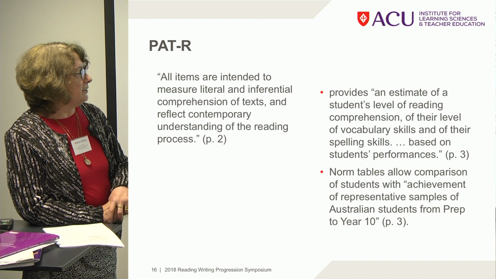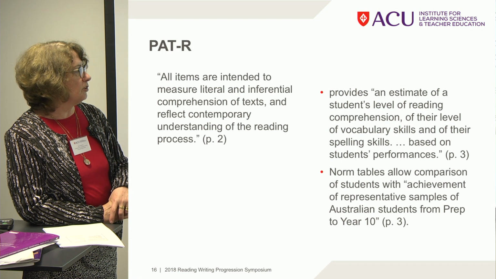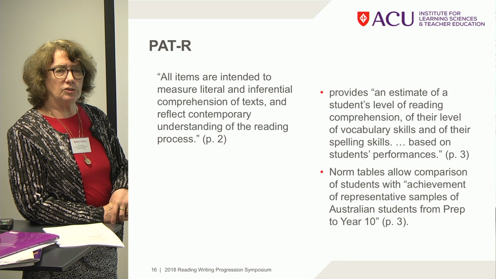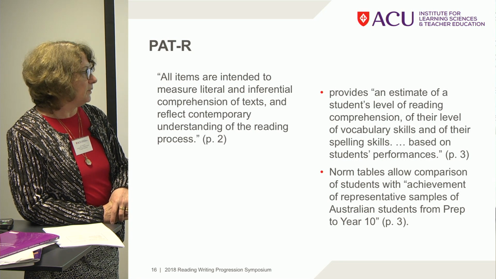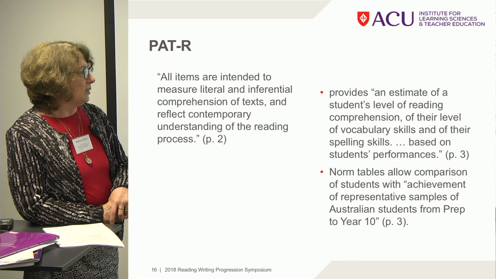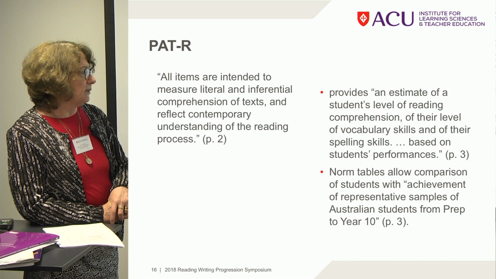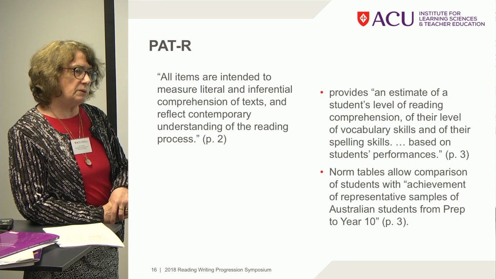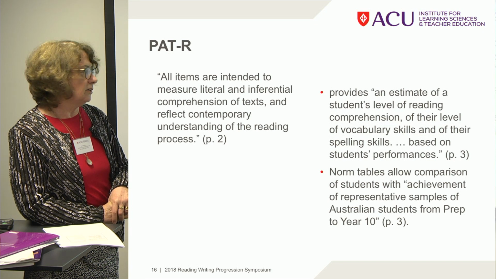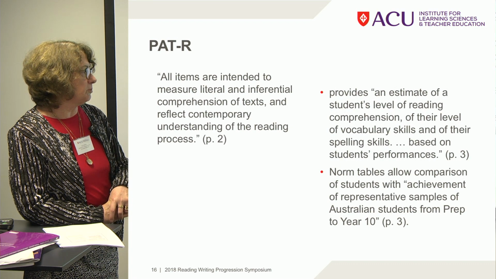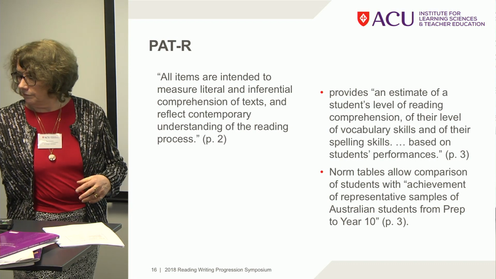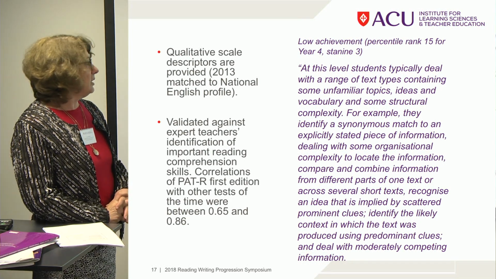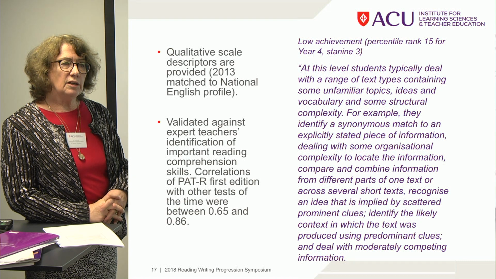So what PAT-R will provide is an estimate of students' level of reading comprehension, vocabulary skills and spelling skills based on students' performance. So they're compared with other students that they've actually normed the test on. There's no detail in the manual I had about the students who participated in the norms. It's got numbers and it's got year levels, but it doesn't actually say what the background or characteristics were of the students. So you have to be schools willing to be participating in the norms. So you have norms. They have qualitative descriptors that are provided against those norms.